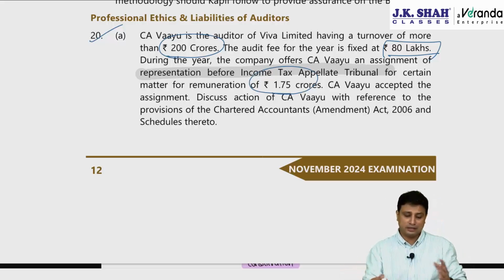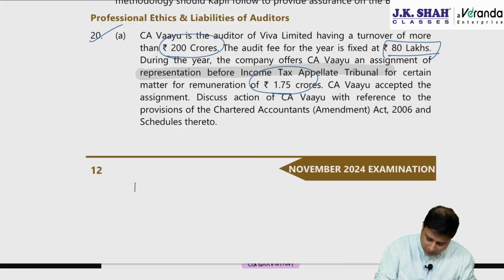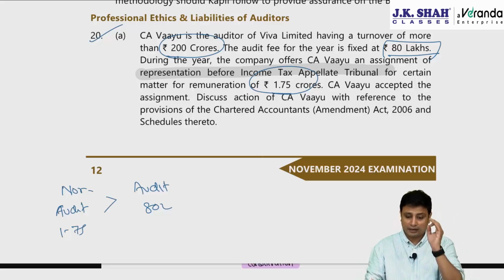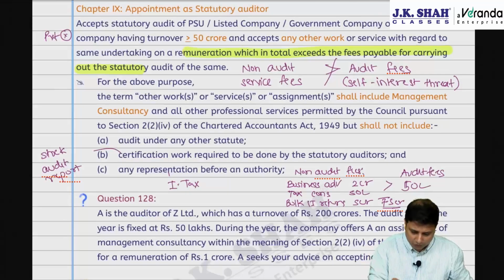So now my friends, here you might think, for example, let us say the audit fees is 80 lakhs. The non-audit fees is 1.75 crores. Is it greater? Yes. So you may say, no, this is misconduct. No, but if you recollect, let me take you back to the professional ethics.